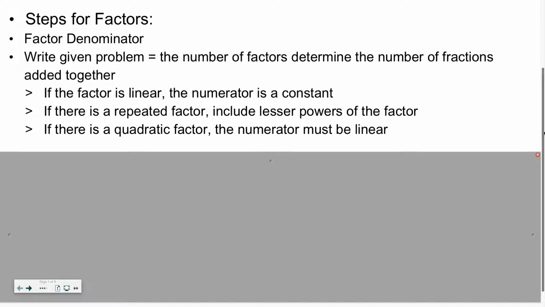And then we had these rules, right? If it was a linear factor, then we had a number on top. If it was a repeated linear factor, then we needed all of those. And if it was a quadratic factor, we needed a linear numerator, okay?